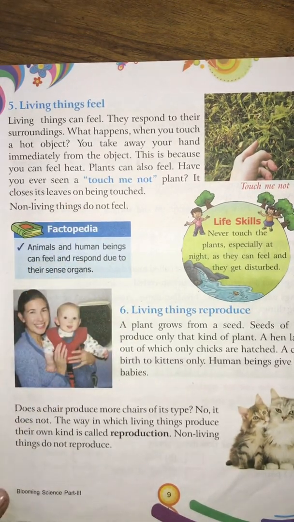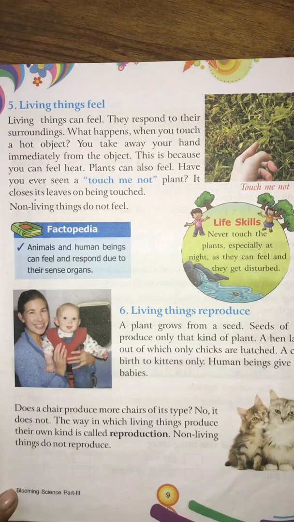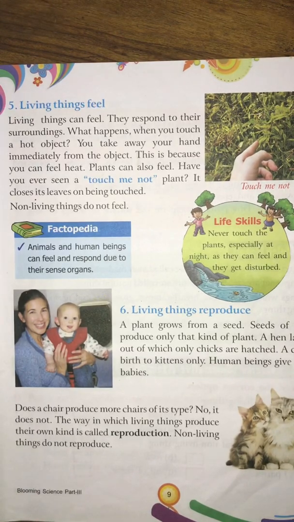So living things can feel. They respond to their surroundings. What happens when you touch a hot object? You take away your hand immediately from the object. This is because you can feel heat. Now, animals also and human beings also, plants also, all living things feel.